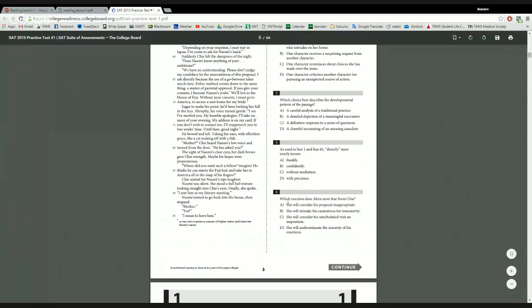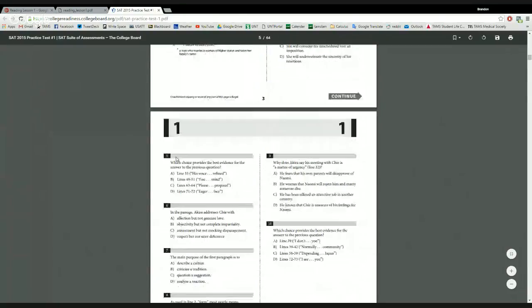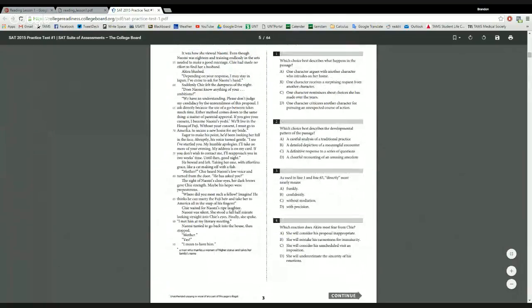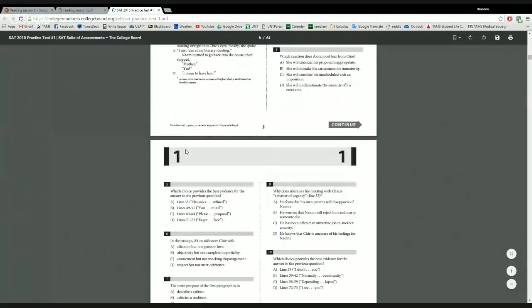So the answer is A. Now we have to find evidence of where she will consider his proposal inappropriate. As I said earlier, if you read the passage, it's actually here on 63, 64, specifically where he says, "Please don't judge my candidacy." So the answer is C, on 63, 64.